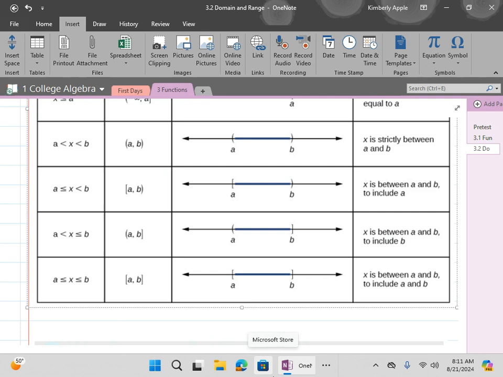X is between. Notice this is how we interpret that. X is between A and B, including A, because the bracket is on A, or you have the less than or equal to here. So when you're reading this in inequality notation, I want to start with the X and read it out. X is greater than or equal to A. X is less than B. And when we combine these, we'll use the word or because it can be either.